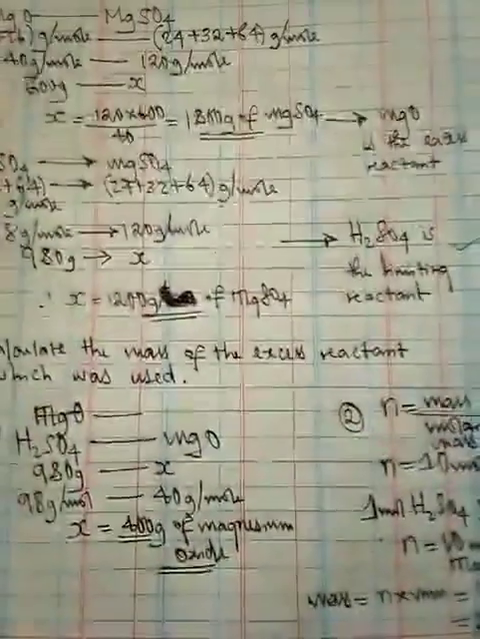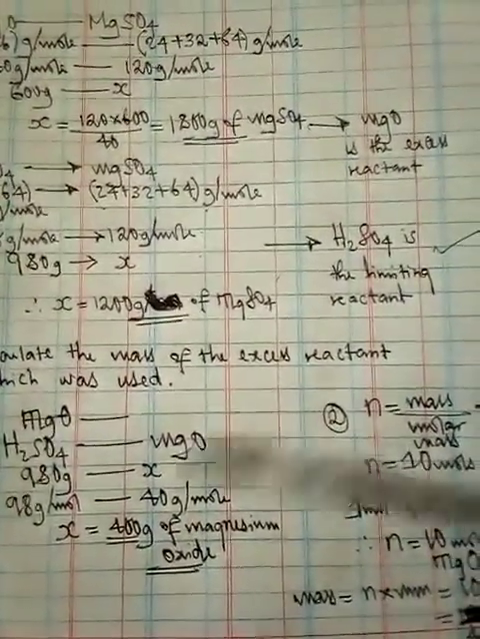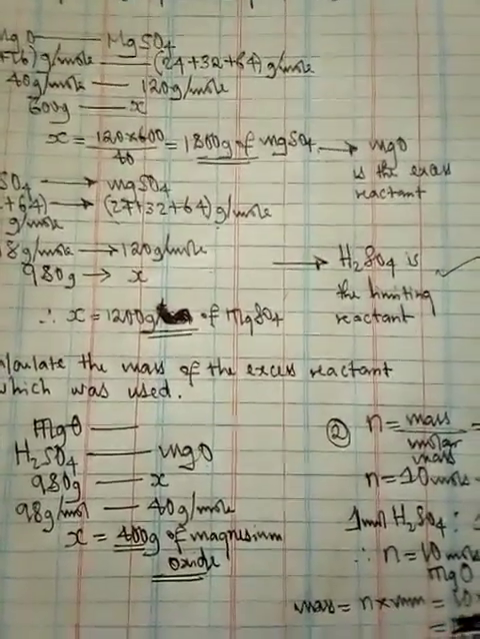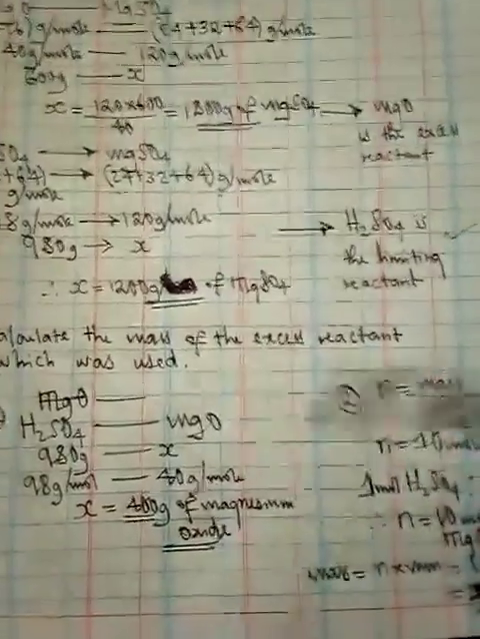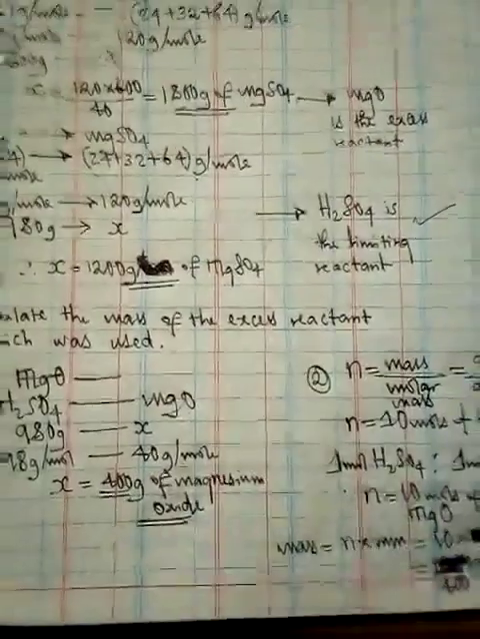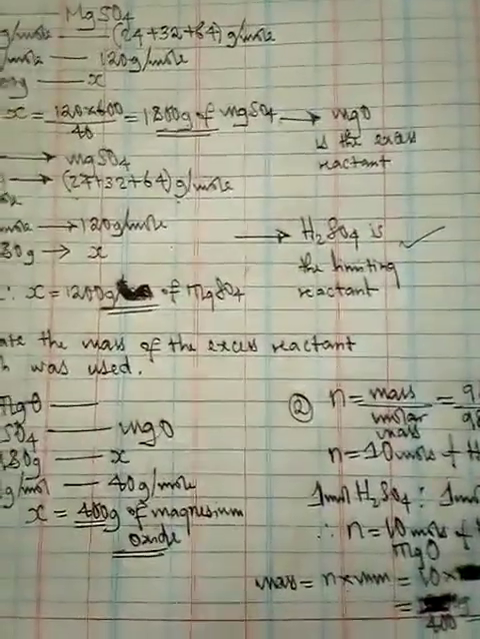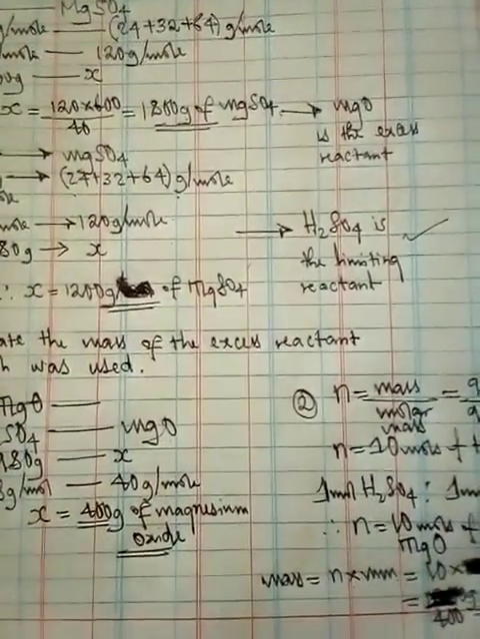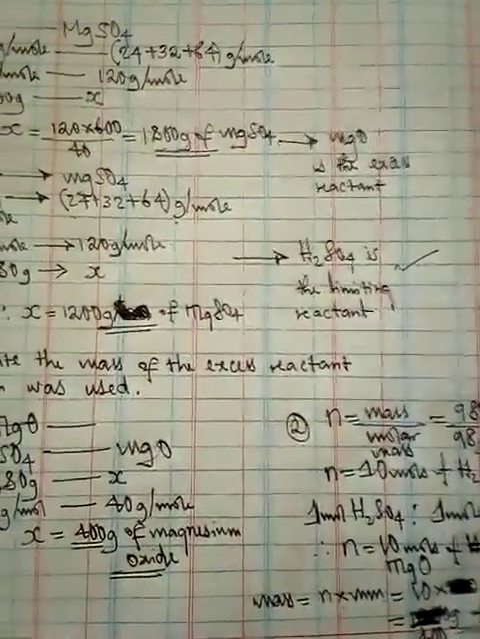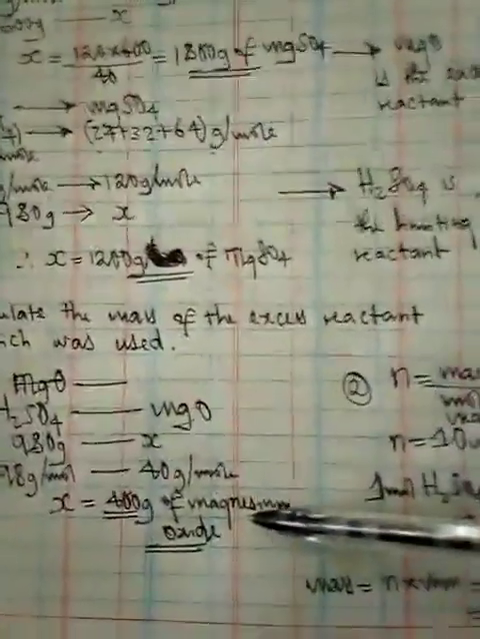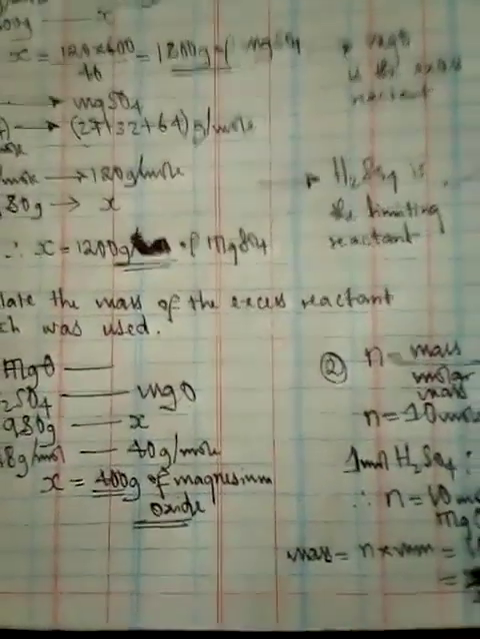And like I've explained, this is also how you may proceed when you are determining the mass of the excess reactant which had remained. You first need to find the mass which was used. Upon finding the mass which was used, you can now determine the mass which had remained, which in this case, the mass of the excess reactant which is going to remain here is just 600 grams minus 400 grams. The original mass minus the used mass, and that's going to give you 200 grams.